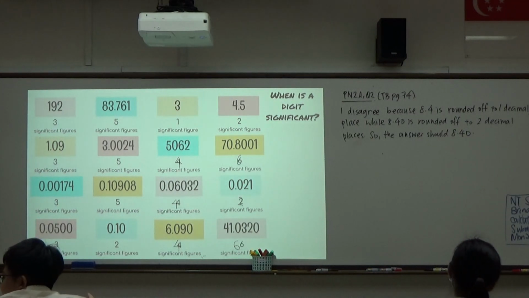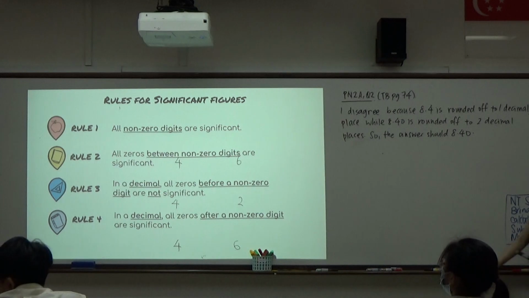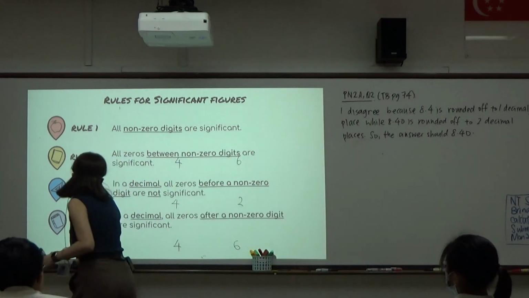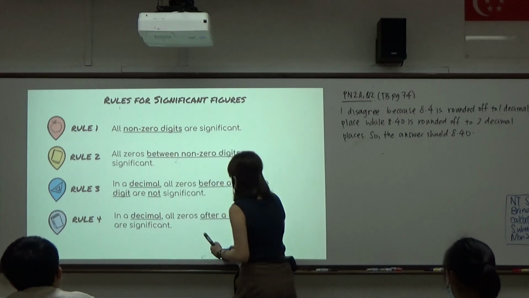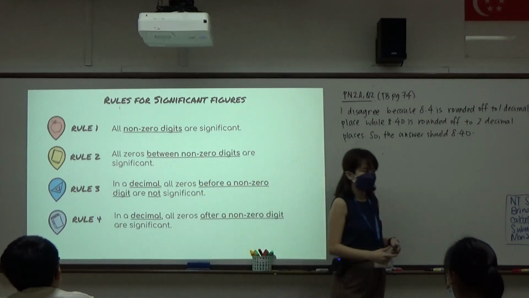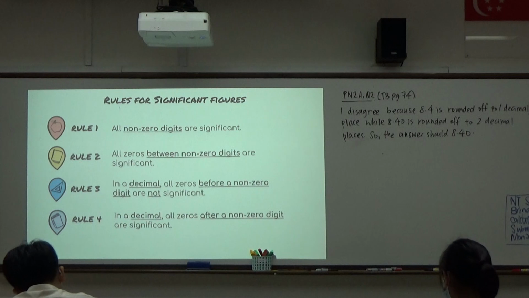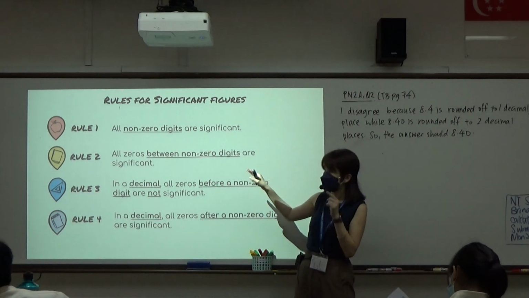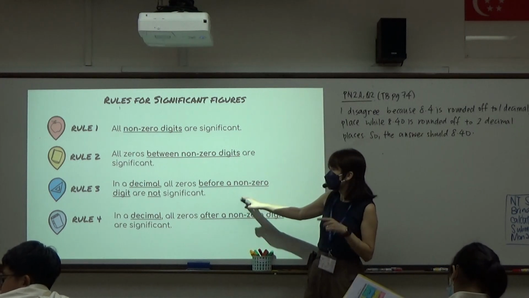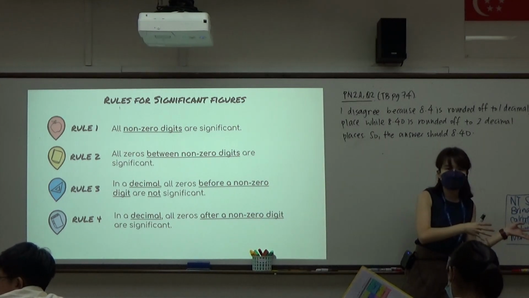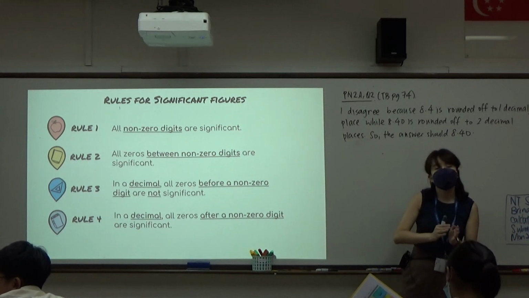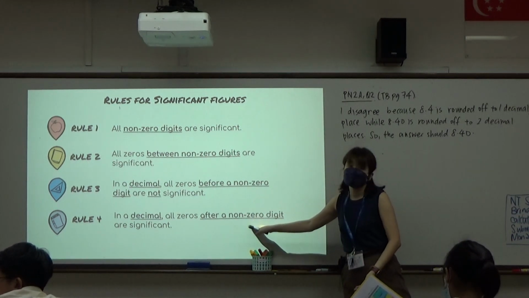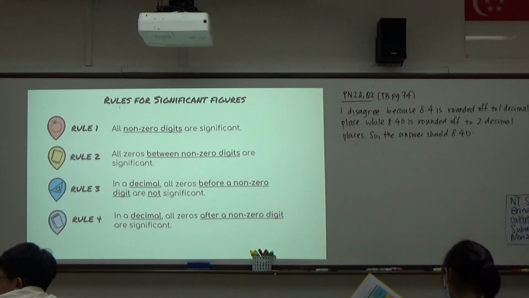In summary, these are the 4 rules that I hope you can already copy down. All non-zero digits are significant. Zeros in between non-zero digits are considered significant; we count them. For decimals, zeros that come before we don't count, but if they come after, we count. So that's our 4 rules.